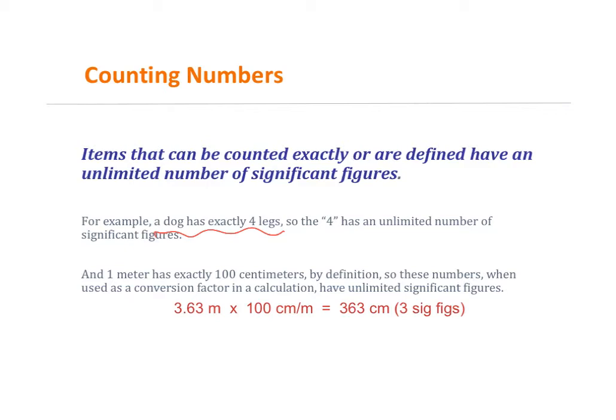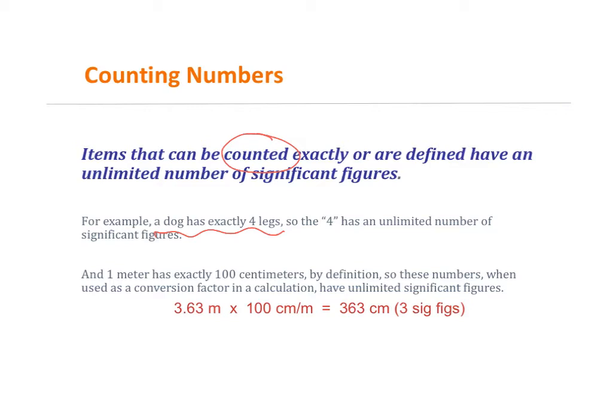That's true with any number that can be counted. All right, so I have exactly 10 fingers. I don't have 9.5 fingers. I don't have 10.2 fingers. I have 10. And so 10 fingers is an exact number. It doesn't have 1 sig fig. It doesn't have 2 sig figs. You don't even talk about sig figs with counting numbers.